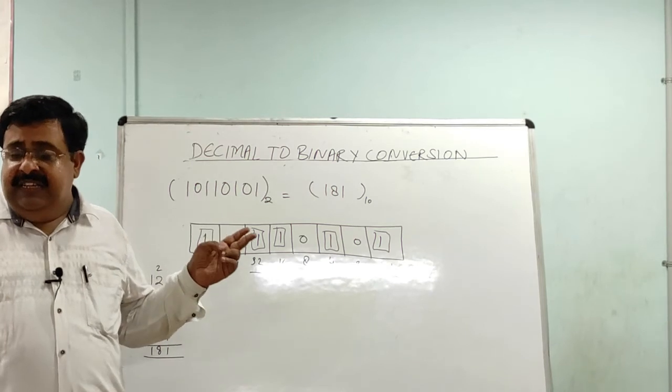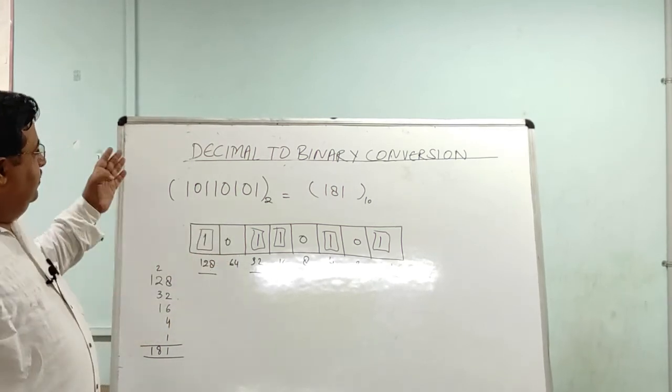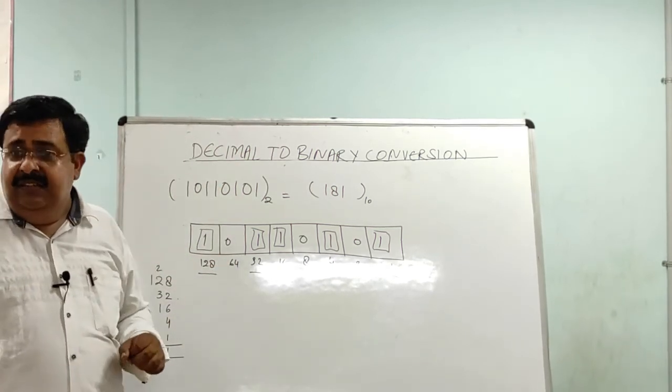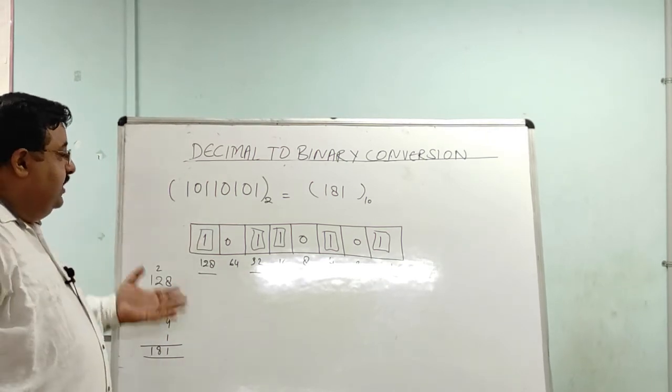So these are the two methods I have explained to convert a decimal number to binary and binary to decimal.